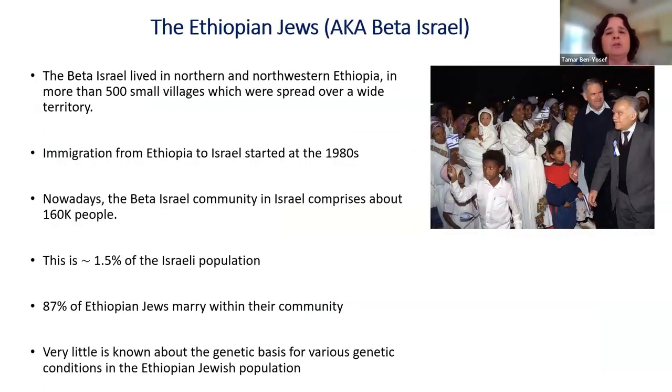Another example are Jews from Ethiopia, also known as Beta Israel. They used to live in Ethiopia in many different small villages, and they started immigrating from Ethiopia to Israel around the 1980s. And nowadays, there are about 160,000 Ethiopian Jews living in Israel, which is about 1.5% of the Israeli population. However, even to date, most of Ethiopian Jews marry within their community, but very little is known about the genetic basis for various genetic conditions, including IRD, in this population.